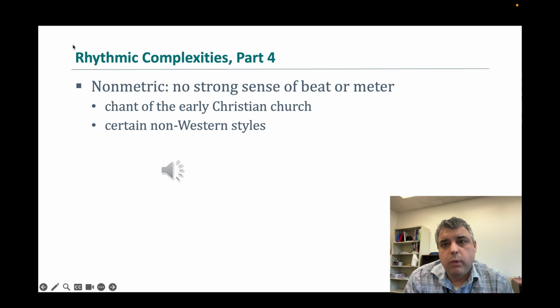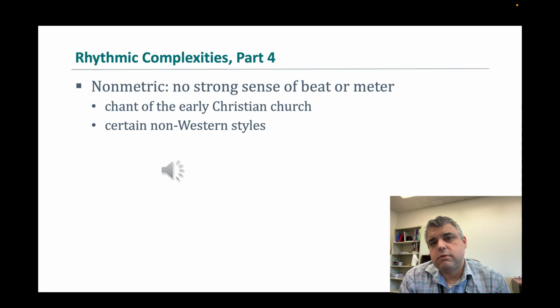Another term we want to be aware of is non-metric. This is no sense of beat or meter. There's a lot of music out there, especially with non-Western cultures, where the music doesn't really have a definitive pulse, or you don't really get a strong sense of the beats. This is also prevalent in a lot of Gregorian chant, or chant from the early Christian church.